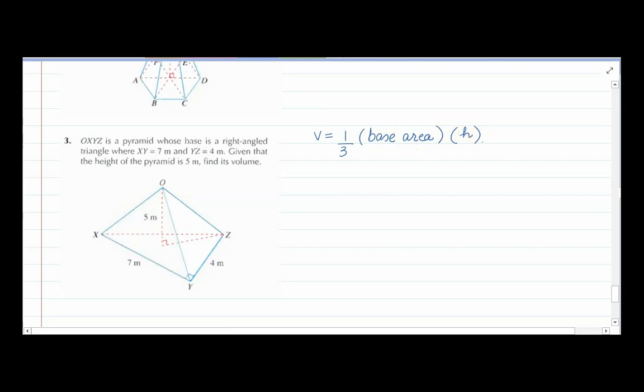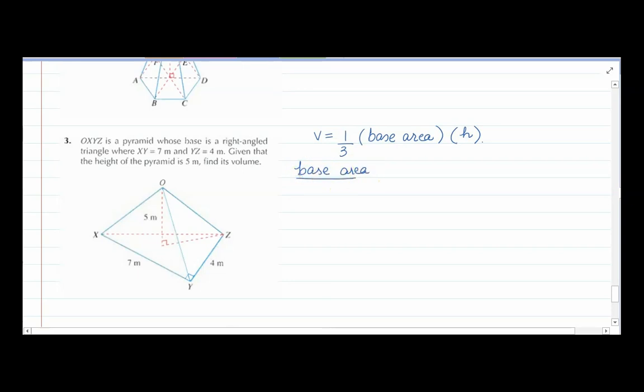Now you see that I am writing the formula in every question and I recommend you to do the same. It will help you to learn the working formula very easily. So it does not matter how many questions you are going to attempt. My advice is write the formula in all the questions so you will learn the formula by yourself. Now the first thing, I need to find the base area.